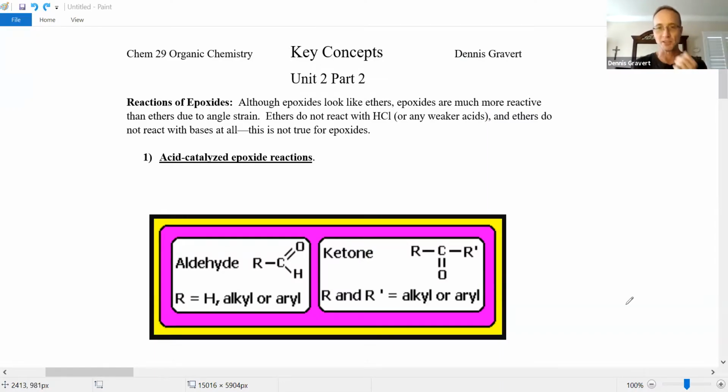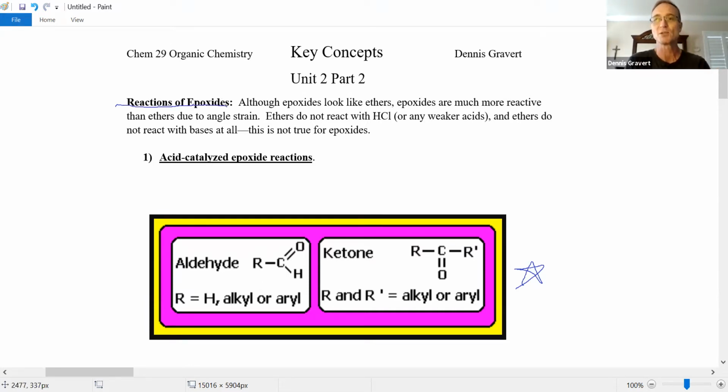Your document looks a little different. I decided to decorate this a little bit. I put this graphic here, a little more eye-catching. But if you found Unit 2, Part 2, it begins with the reaction of epoxides. We covered that in the previous video.